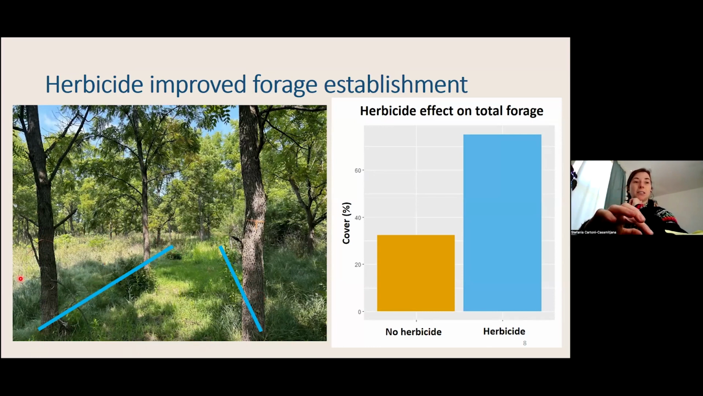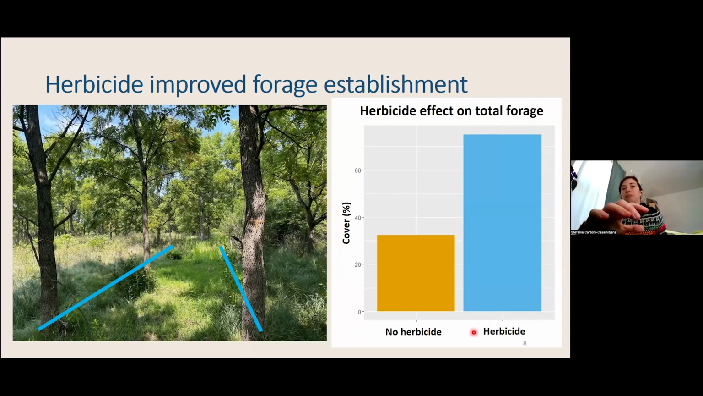And in this area here, we didn't apply the herbicide. We still planted in this area. We wanted to compare, and you can see a clear difference. This is all the forage that's growing. This picture was taken in June. And here you can see the natural vegetation that was already in the site.